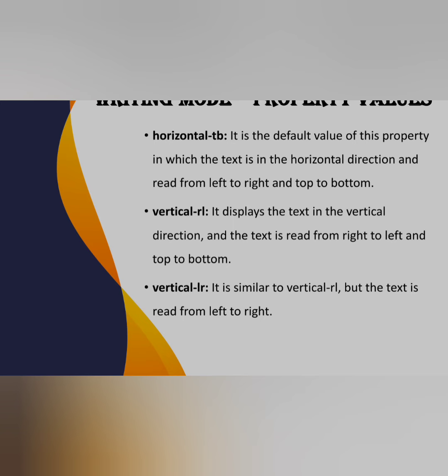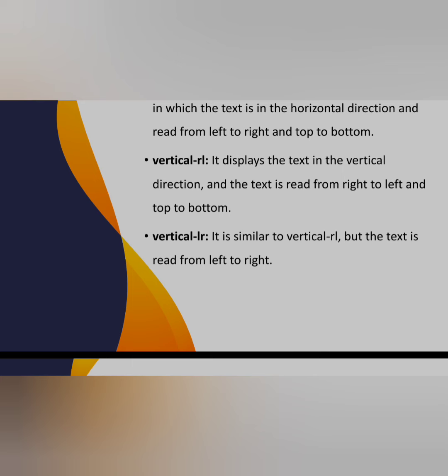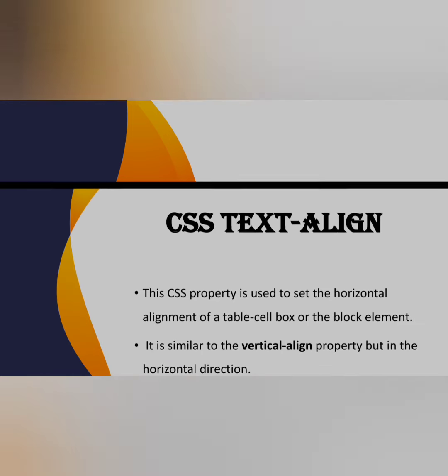Next, writing mode property values. Horizontal-tb: it is the default value of this property in which the text is in the horizontal direction and read from left to right and top to bottom. Vertical-rl: it displays the text in the vertical direction and the text is read from right to left and top to bottom. Vertical-lr: it is displayed like vertical-rl but the text is read from left to right.